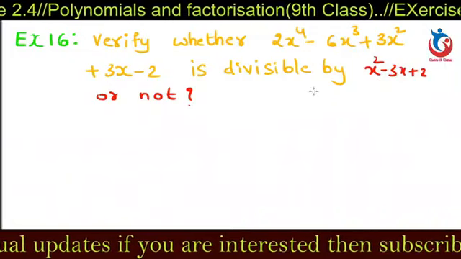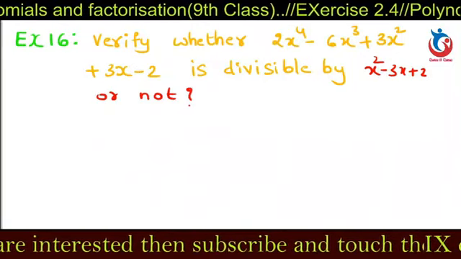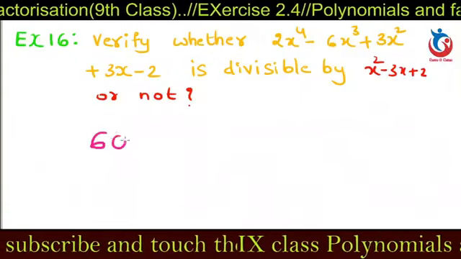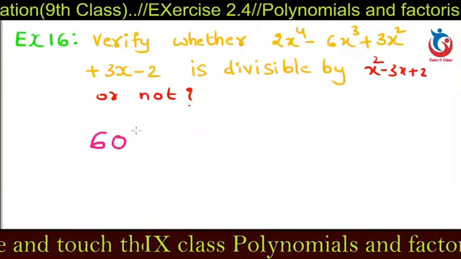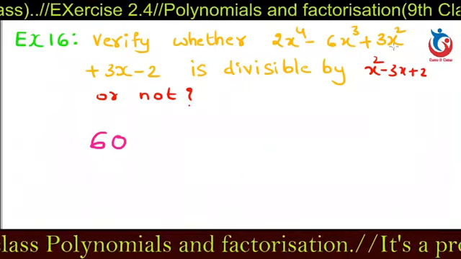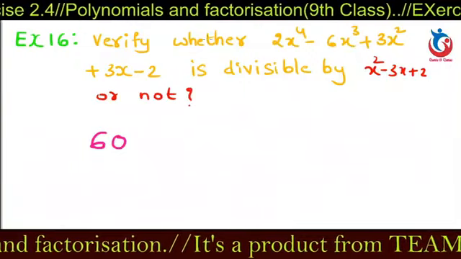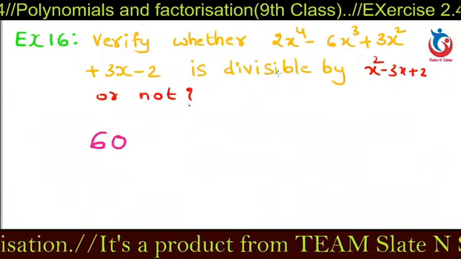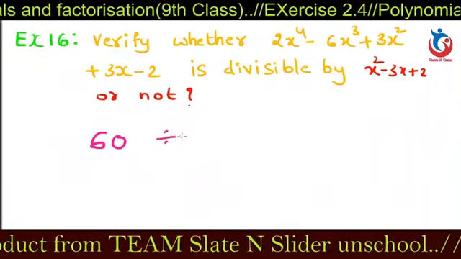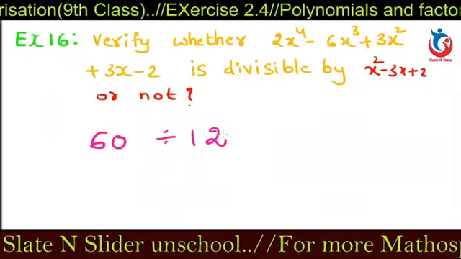How to check? Before this, we will take an example. Suppose I have a number, that is 60. What I am saying is the same question. Verify whether 60, in the place of 2x power 4 minus 6x cube plus 3x square, write 60, is divisible by 12 or not. This is the question. The general method is we divide 60 by 12.